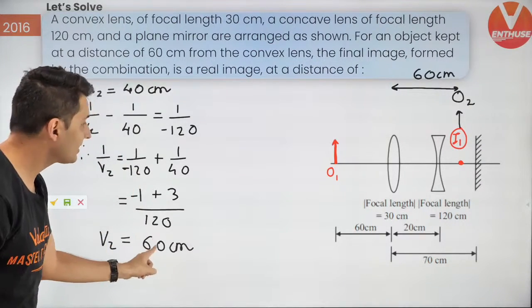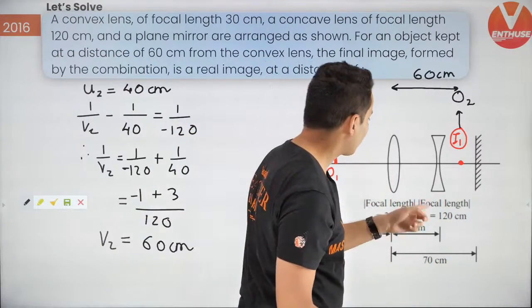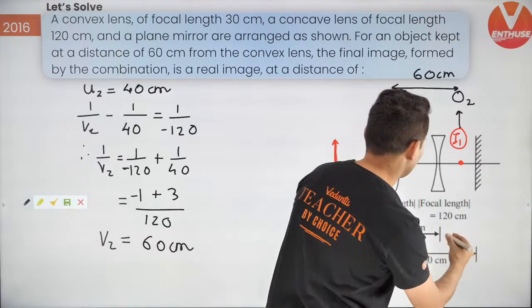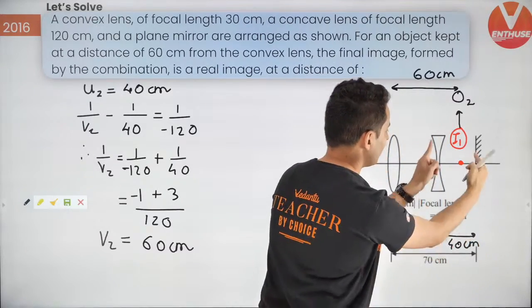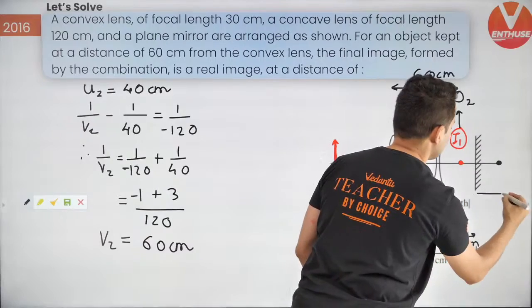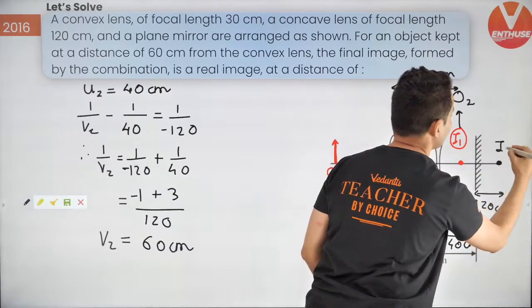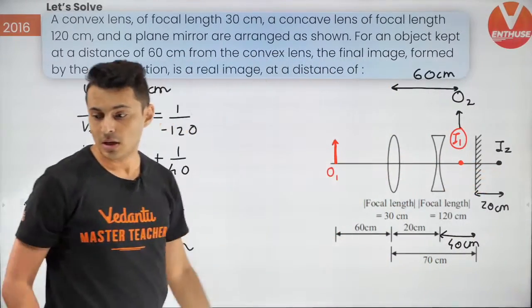Now, if V2 is 60 centimeters, think where the image will be formed. This is 70, this is 20, so this remaining part is 40 centimeters. So 60 means it will be here. This distance will be 20 centimeters. So this is where the image is formed. I hope this is clear.